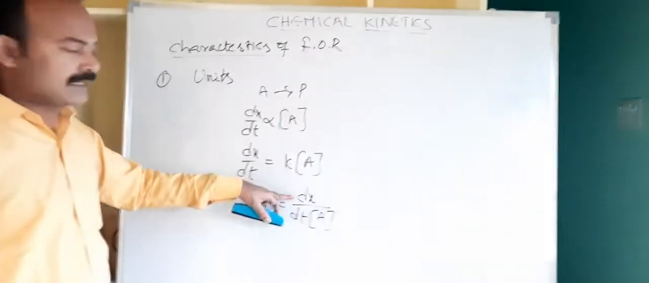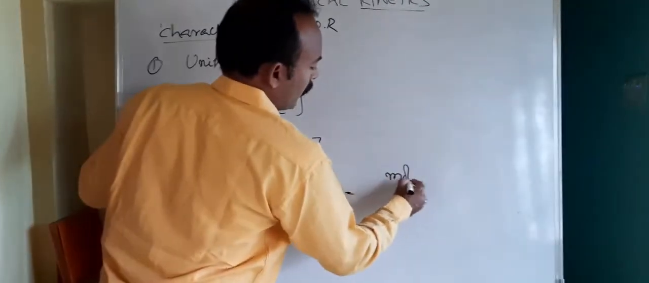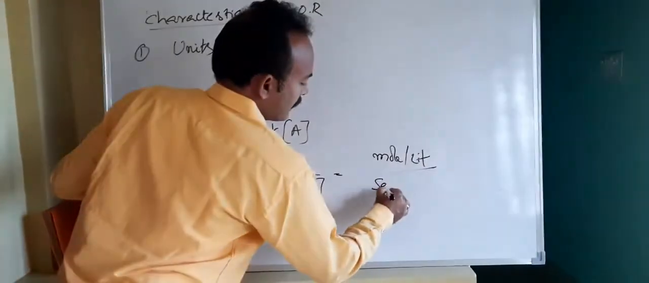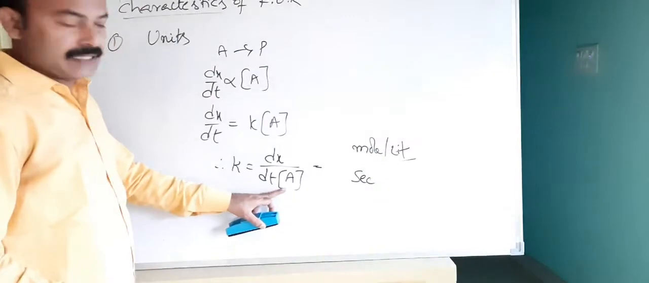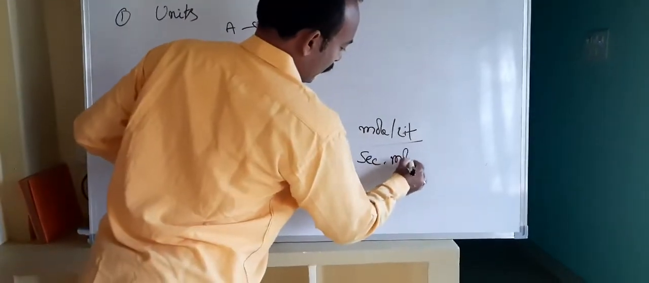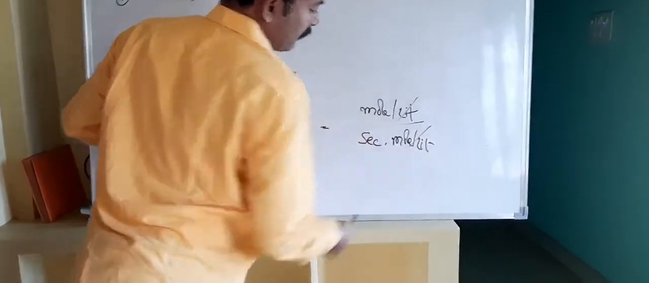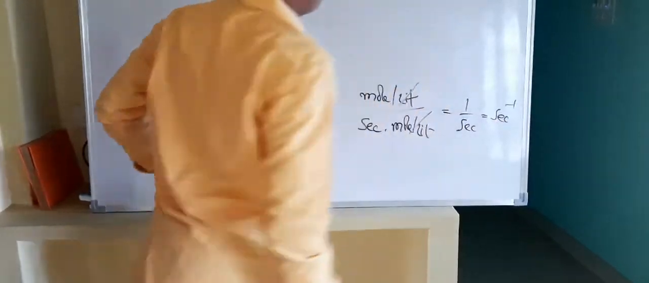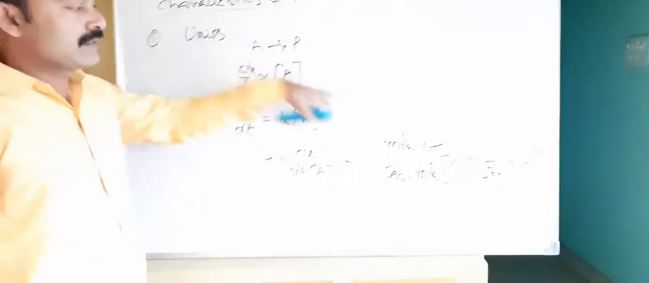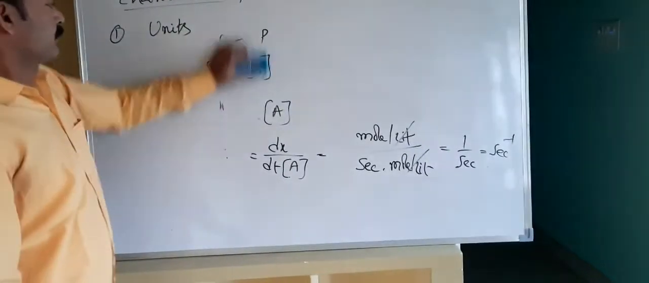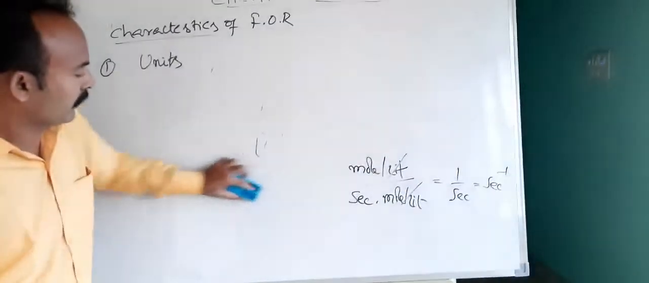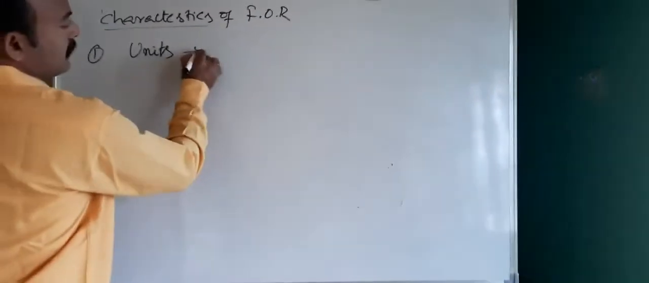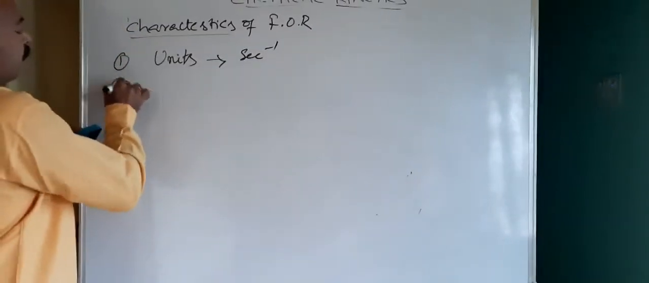Units of dx is mole per liter. Units of dt is seconds, and units of concentration of A is mole per liter. Mole per liter cancel. That is 1 by second, that is second inverse. So units of first order reaction is second inverse.